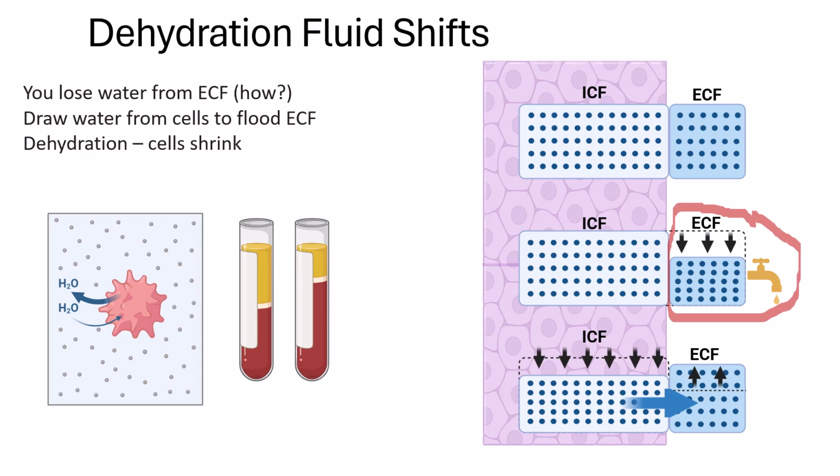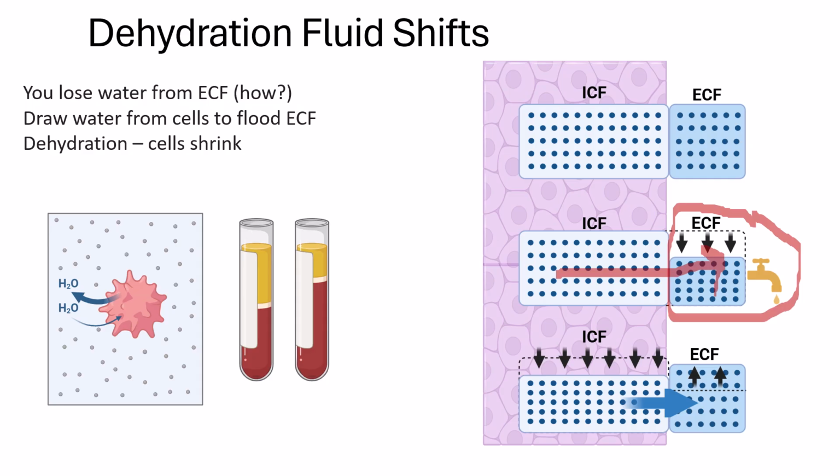This means in the ECF there are now more solutes like sodium relative to the amount of water, and the osmolarity has increased. Because water moves by osmosis, it flows from areas of low solute to high solute concentration, and in response to this very hypertonic ECF, water is drawn out of the cells and is put into the ECF. This helps restore the ECF volume, but only temporarily, because it comes at a cost.